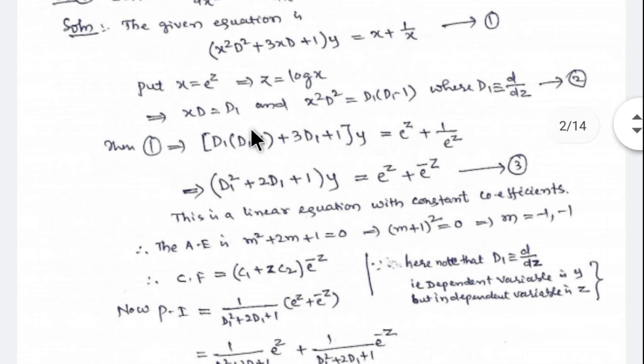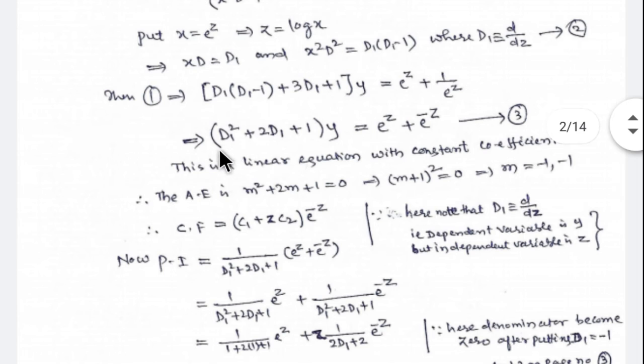Then with this, equation 1 takes the form: in place of x square D square substitute D1 into D1 minus 1, plus the second term 3, keep the constant as it is, only xD is replaced by D1, plus 1 as it is. Close the bracket, y. On the RHS, x is written in terms of z. Here x equal to e raised to z, so x is replaced by e raised to z, and 1 by x is 1 by e raised to z. Then simplifying this, you get D1 square.